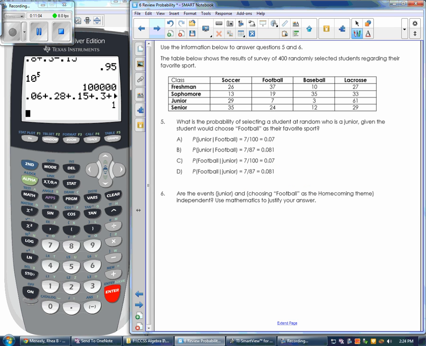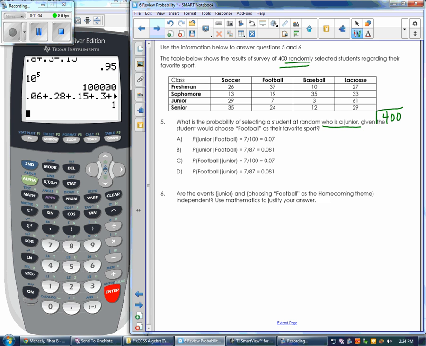All right, let's take a look at number 5. Here we have a two-way table. And so we're going to use this information to answer questions 5 and 6. We know that there are 400 randomly selected students. So I know right here that the total is 400. That's really helpful to me. And it has to do with what class they're in and then their favorite sport. So number 5, it says, what's the probability of selecting a student at random who is a junior?